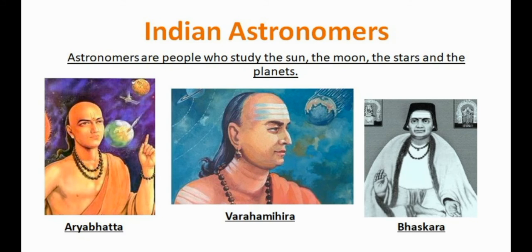Next astronomer, Varahmihir. He was another astronomer who lived during the times of Aryabhat. He was a scholar and wrote many books. And the third is Bhaskar. He was also an astronomer. He lived about 900 years ago and discovered a method to work out how planets move.